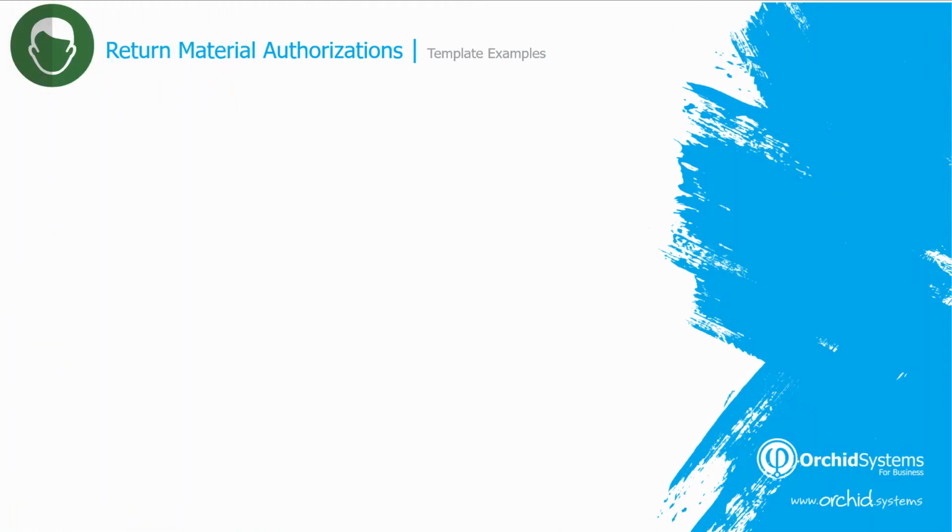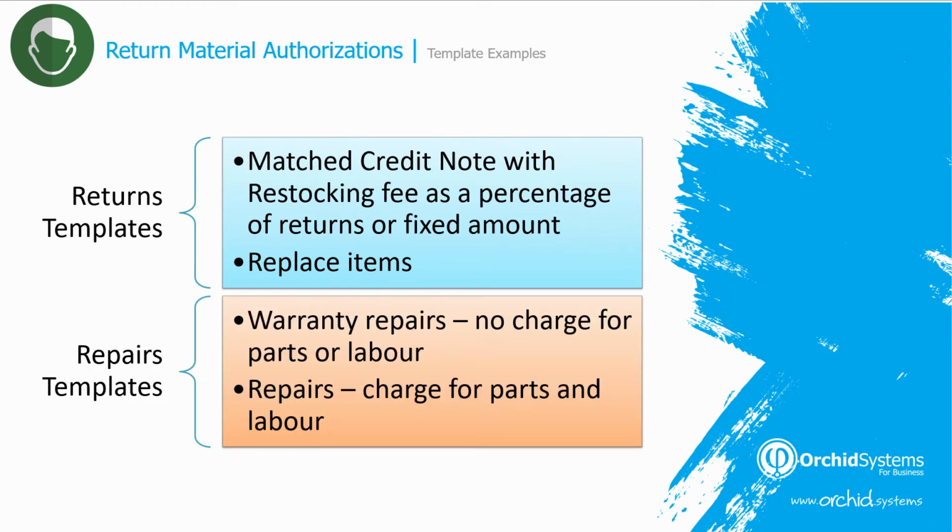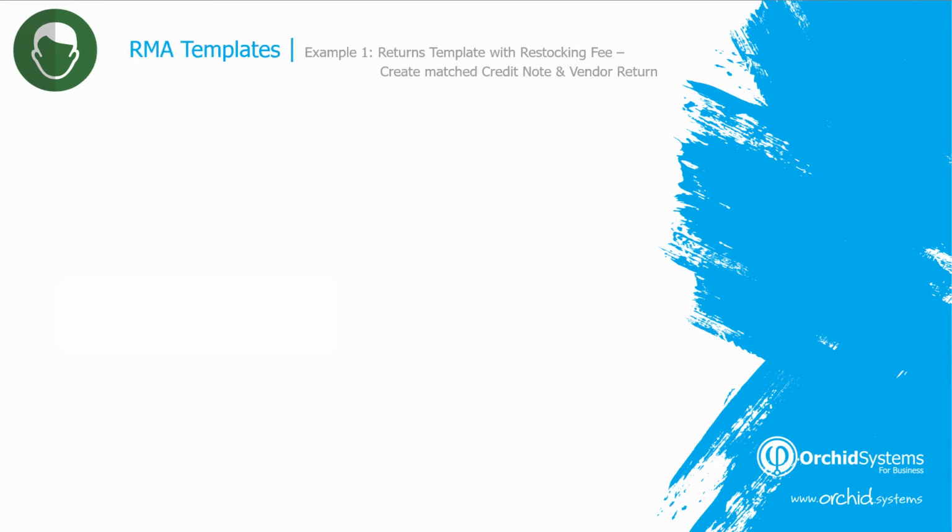In this training, I'm going to go through a few template examples. First, we're going to do some returns templates where we want to create a matched credit note. Matched credit note being the credit note will be matched to the invoice, and we want to charge a restocking fee as a percentage of the returns or a fixed amount, and a second returns template where we're going to replace the items. And then we're going to look at some repairs templates where we want to do warranty repairs where there's no charge for the parts or labor, or normal repairs where we do want to charge for the parts and labor.